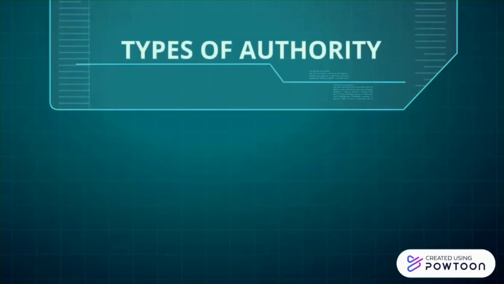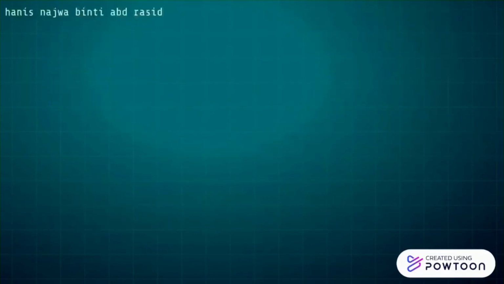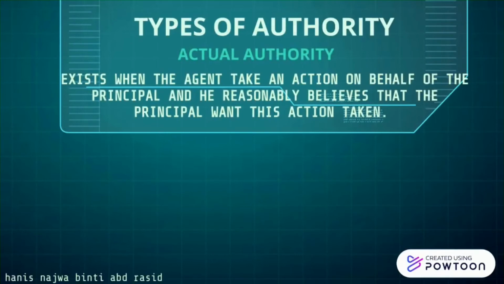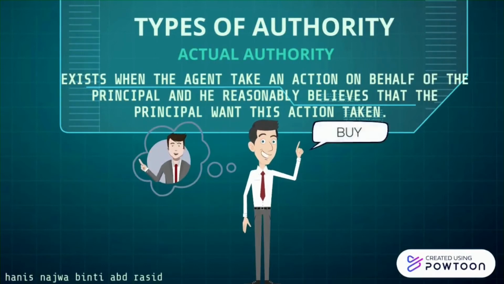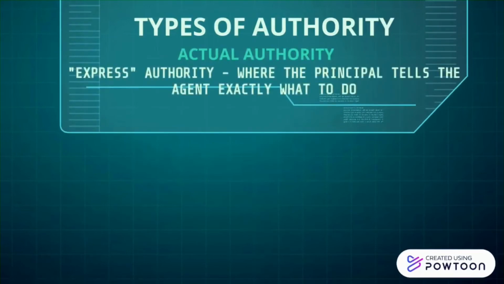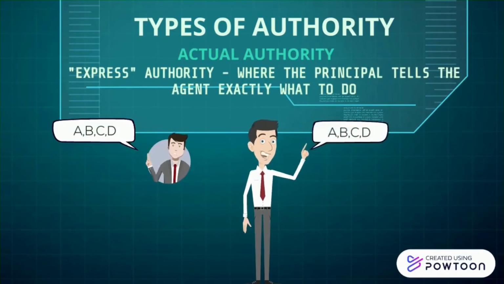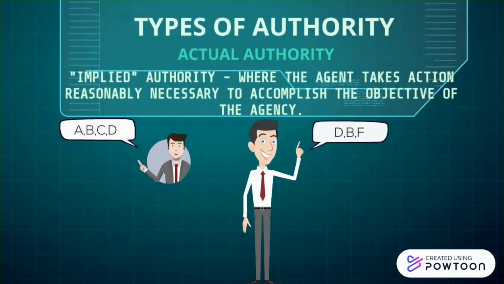Types of authority. The first one is actual authority and the second one is apparent authority. Actual authority exists when the agent takes an action on behalf of the principal and he reasonably believes that the principal wants this action taken. Actual authority includes express authority, where the principal tells the agent exactly what to do. It also includes implied authority, where the agent takes action reasonably necessary to accomplish the objective of the agency.